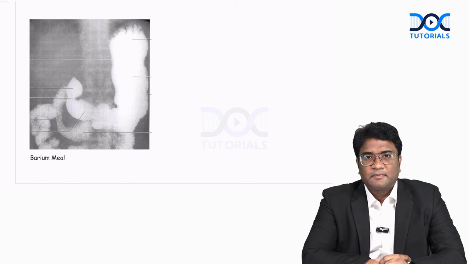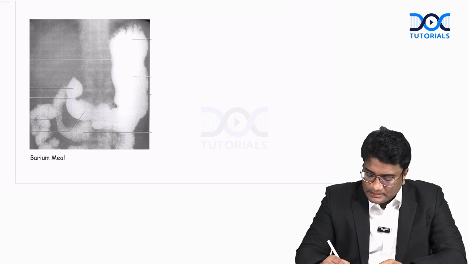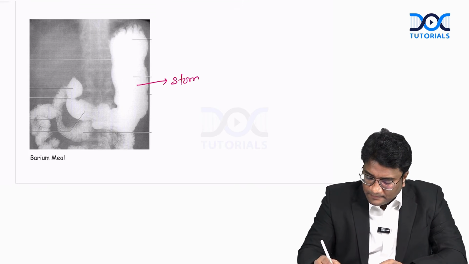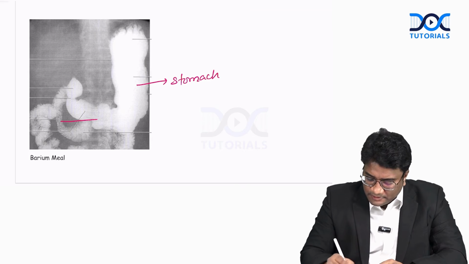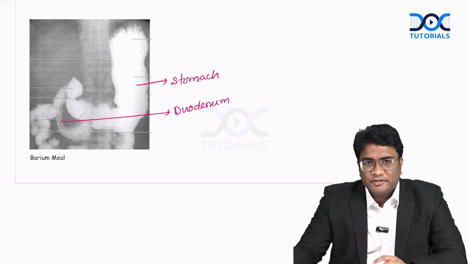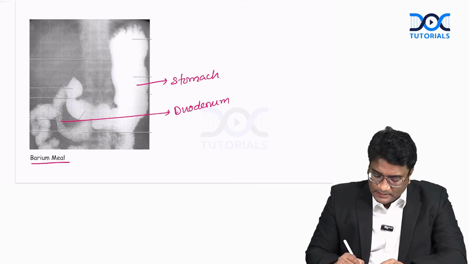Right. Now, what is this image showing you? In this image, you can see this is the stomach and this is the duodenum, the C-shaped loop of duodenum that you are seeing. So when you can see the stomach and the duodenum, this is a barium meal.